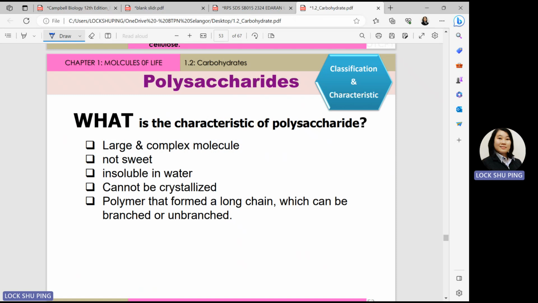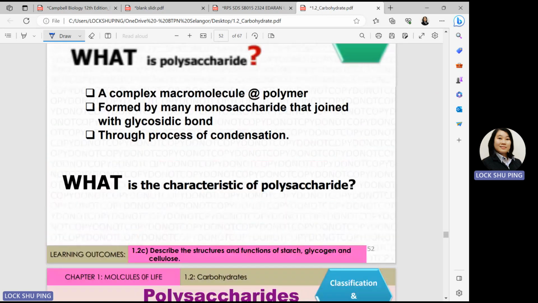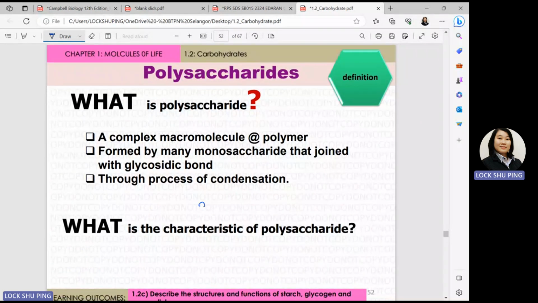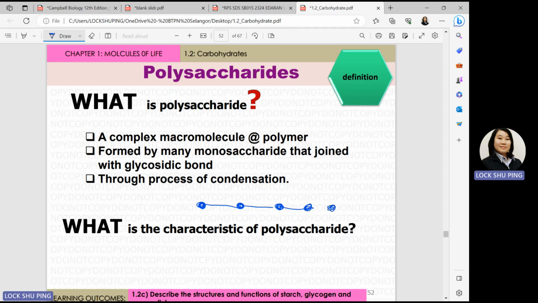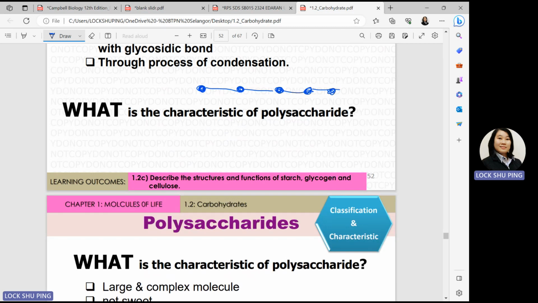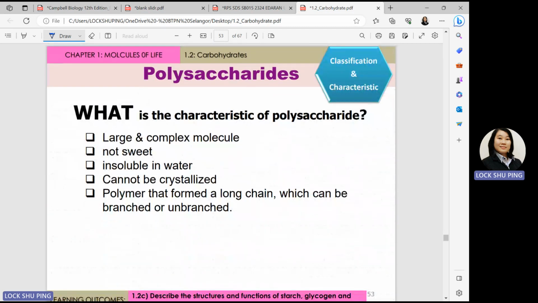They are polysaccharides. A polysaccharide is a repeating unit of many monosaccharides that join together by glycosidic bonds. So that is the polysaccharide. When we talk about polysaccharides, you also need to take notes about their characteristics. They are very large and complex molecules.